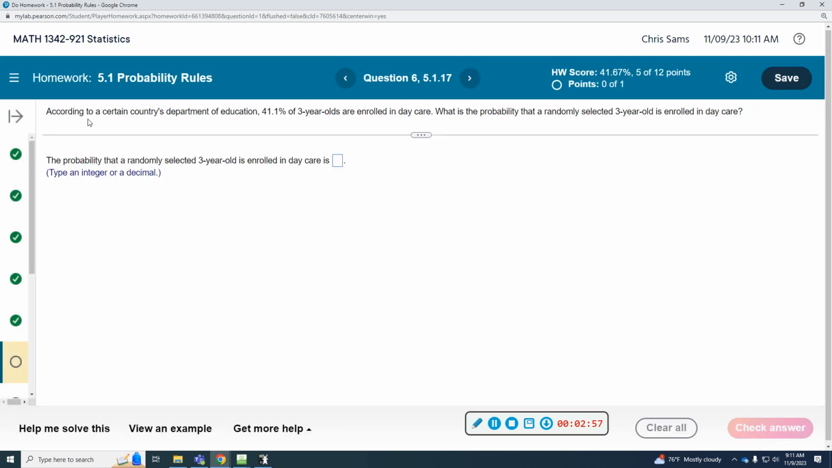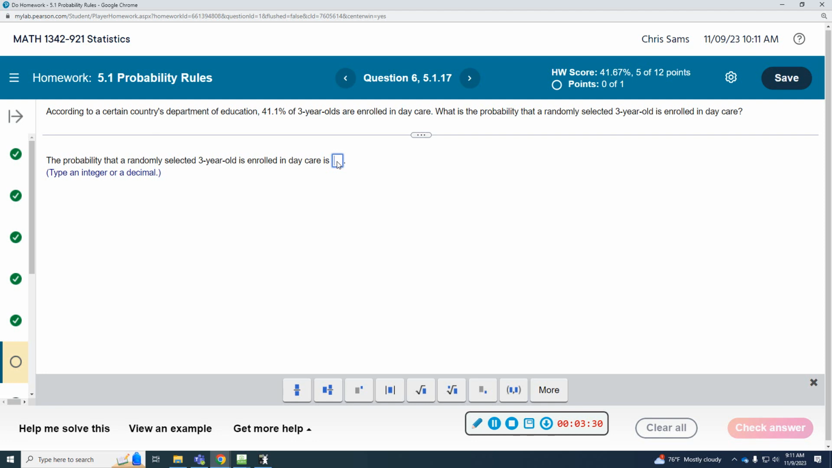Okay. Number 6, according to a certain country's Department of Education, 41.1% of 3-year-olds are enrolled in daycare. What is the probability that a randomly selected 3-year-old is enrolled in daycare? So if we know the probability is 41.1% based on this Department of Education, this is the probability that any 3-year-old is going to be in daycare. So if you just randomly pick one, this is your probability. So it's kind of like the empirical rule. Whatever I compute, that's what I get.